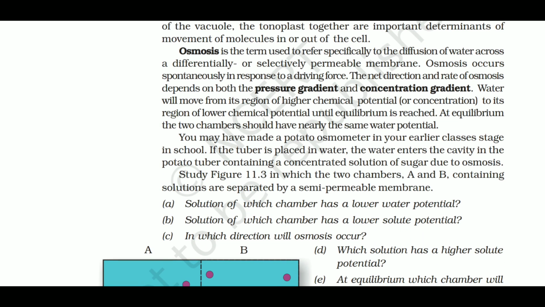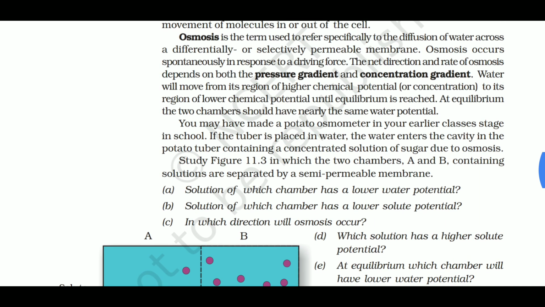So let's see osmosis once again. Now we came to know that the tonoplast, the membrane of the central vacuole, is very important for movement of the particles in and out of the cell. Let's see about osmosis in detail. Osmosis is the term used to refer specifically to diffusion of water. As I already told you, it is very, very simple. The terminology makes us think it is quite complicated. So in very simple terms, the diffusion of water is nothing but osmosis, across a differentially or selectively permeable membrane.